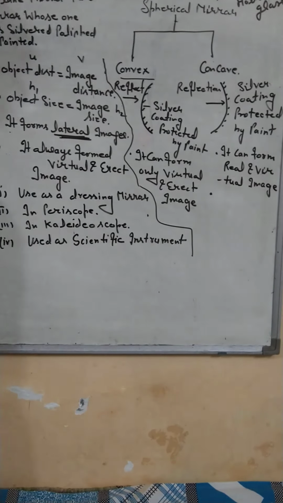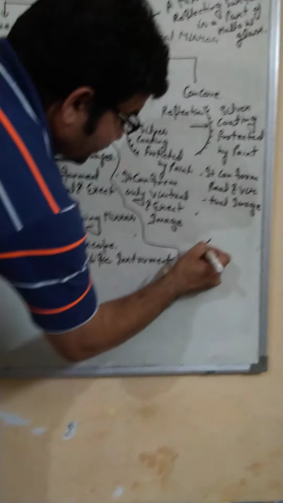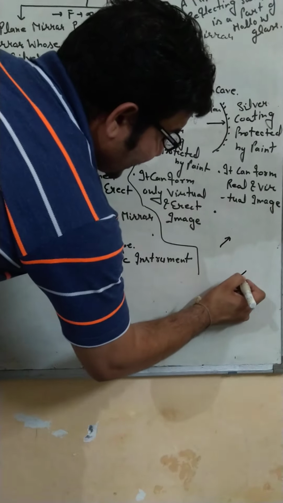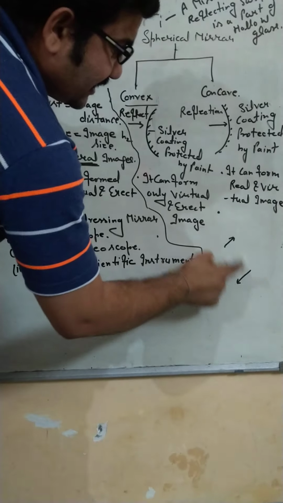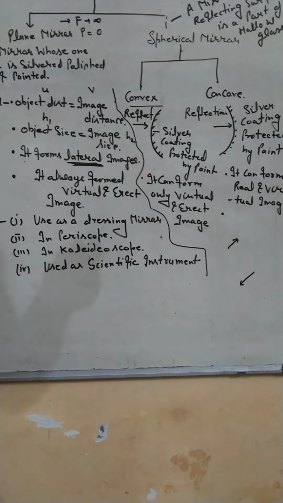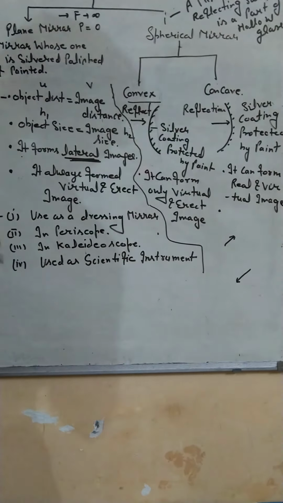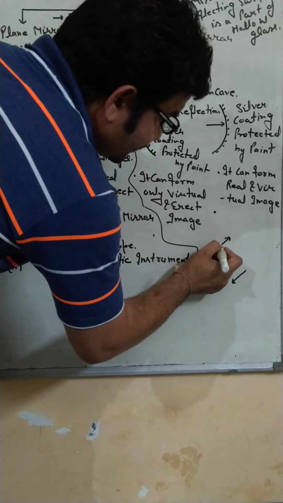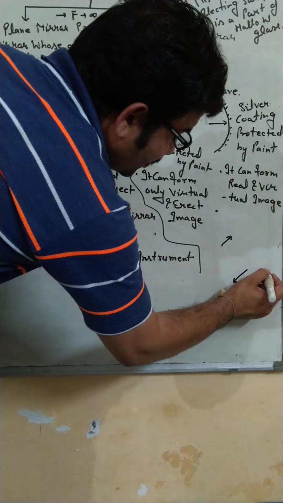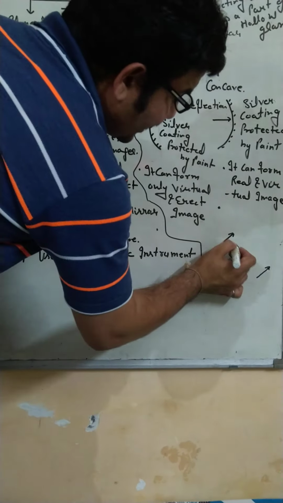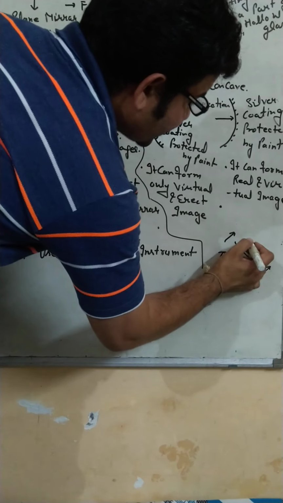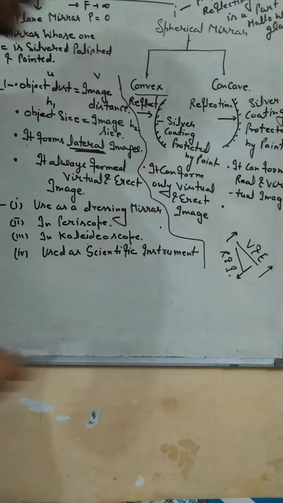रियल इमेज और वर्चुअल इमेज क्या है? अगर ये हमने एक ऑब्जेक्ट को रखा और हमें इमेज ऐसी नजर आती है, देन सच मिरर इज कॉल्ड रियल एंड इन्वर्टेड इमेजेस. While if the object looks like this but the image looks like that, then such type of image is called virtual and erect. Then such a mirror is called real and inverted, while such is called virtual and erect images.